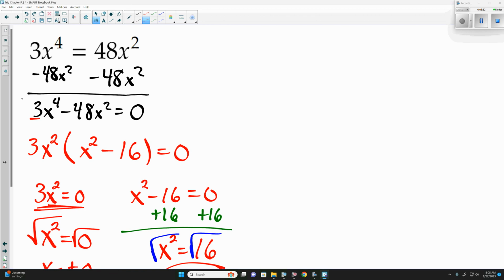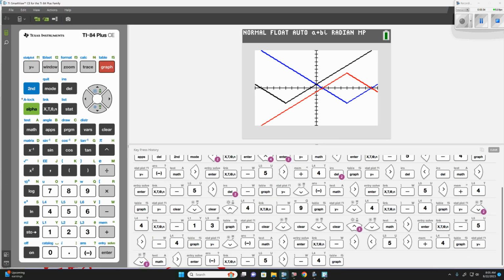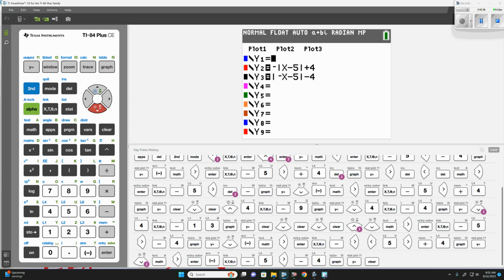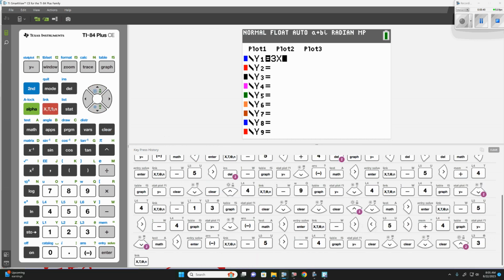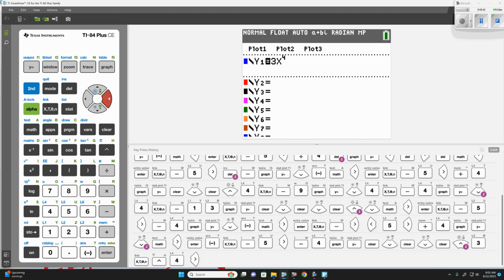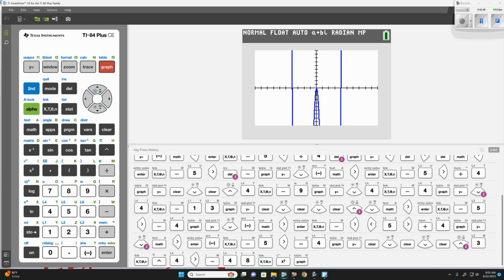Now, I'm going to go on and graph it. Clear all three of these out. Because we had 3x to the 4th minus 48x squared. Graph. As we see this here, 4 and negative 4, it crosses. Now at 0, it touches it but goes back down.